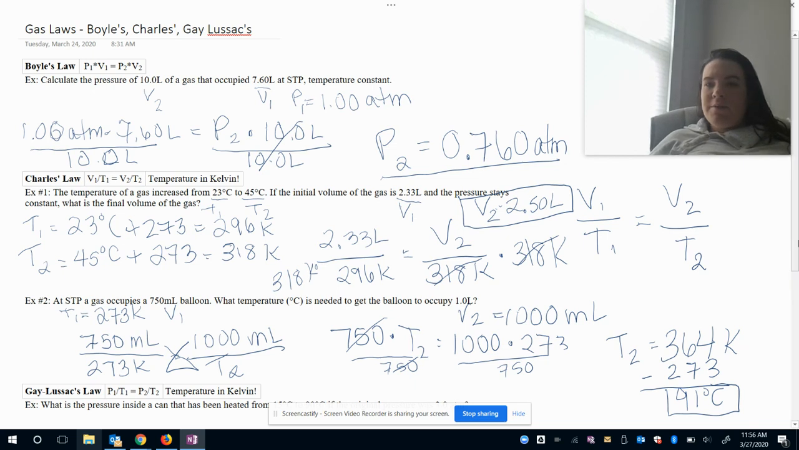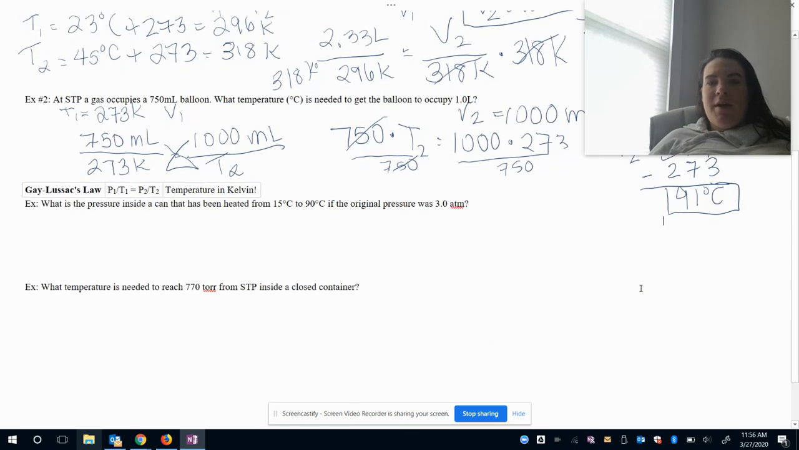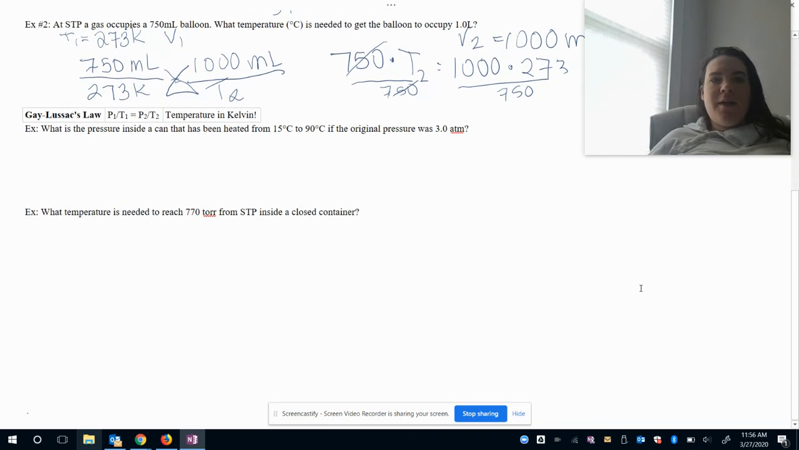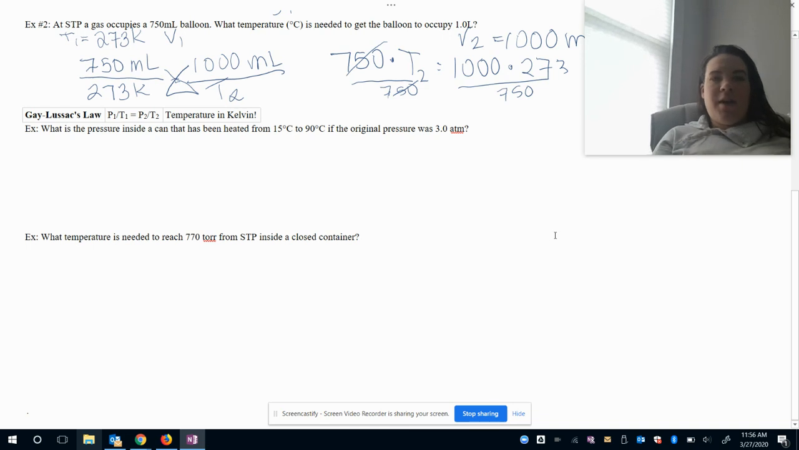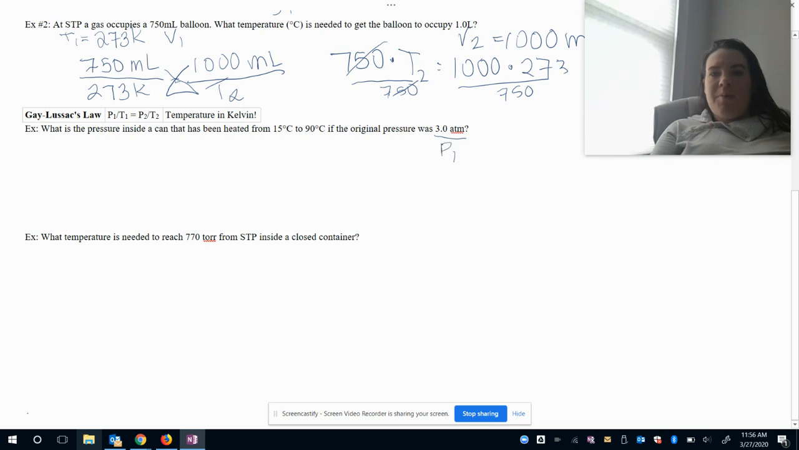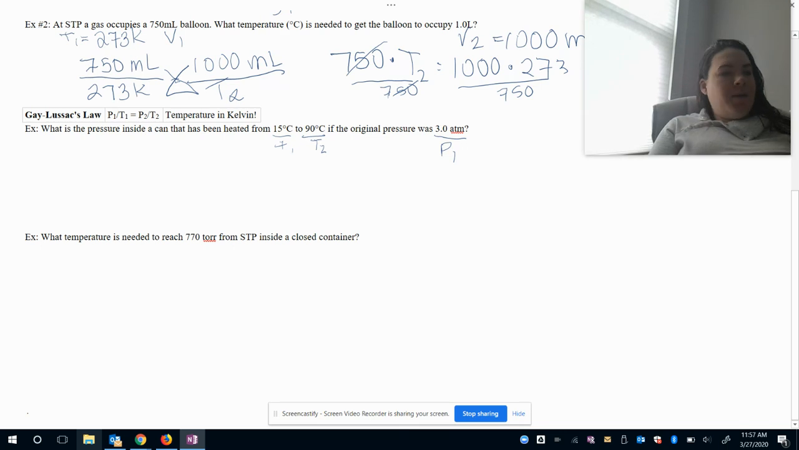And then our very last one is Gay-Lussac's, which is solved basically identically to Charles' law. You're going to have pressure divided by temperature. As temperature increases, pressure increases as well, just like Charles' law. You need to have your temperature in Kelvin. So for this one, we've got original pressure. I'm going to start here. That's going to be P1. And it says heated from 15 to 90 degrees Celsius. That's our temperatures. So I'm going to call this T1 and this T2. And we're going to switch both of those to Kelvin.